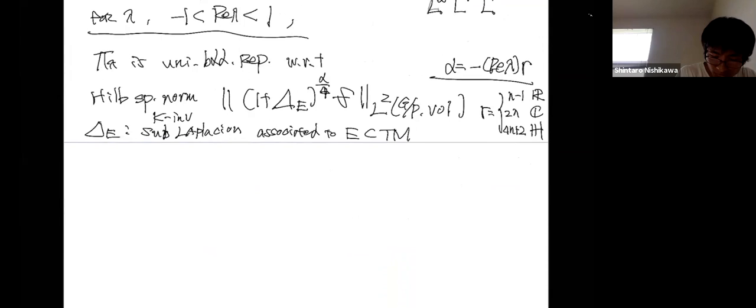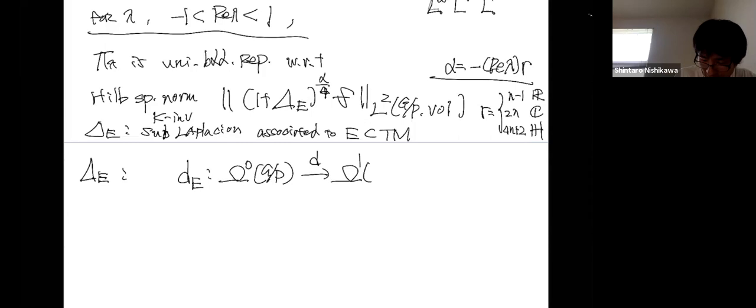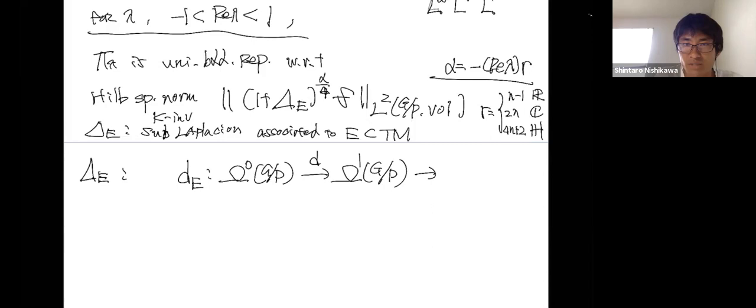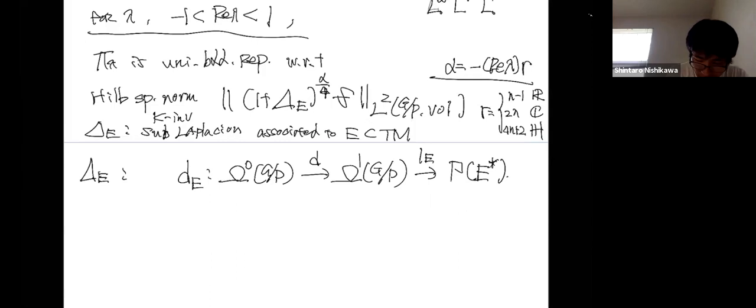this sub-Laplacian, you can define in an ad hoc way like this. Consider d_E, which is omega zero, the smooth functions, mapped by d, the de Rham differential, to one-forms. The one-form is defined on the tangent space TM, but you can restrict to this sub-bundle, so map to a section of E star, because it's a form defined on E. Then of course, using the K-invariant metric, this space has a canonical L2 metric. So you can define d_E star with respect to that, and that's going to be the definition of the sub-Laplacian.